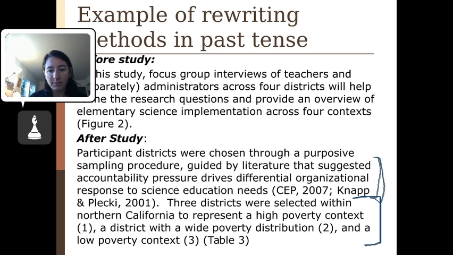3 districts were selected within Northern California to represent high poverty, wide poverty distribution, and low poverty context. Okay, so notice that I went from saying I was going to do 4 to saying that I did do 3. So that can happen. That's where you need to really write up what you actually did.